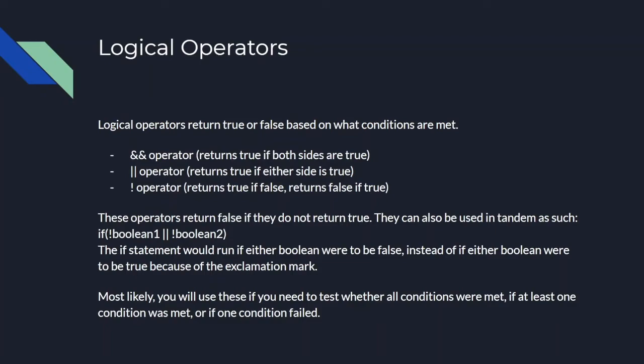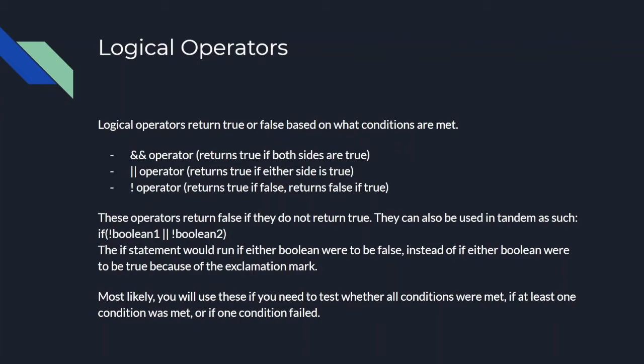Logical operators return true or false if the condition is met. Much like relational operators, you will use these in tandem with flow control. For the and or statements, you'll need booleans, true or false, on both sides. And returns true if both conditions are true, and or returns true if at least one is. The exclamation mark only needs one boolean after it and returns true if the condition is false, and returns false if the condition is true.